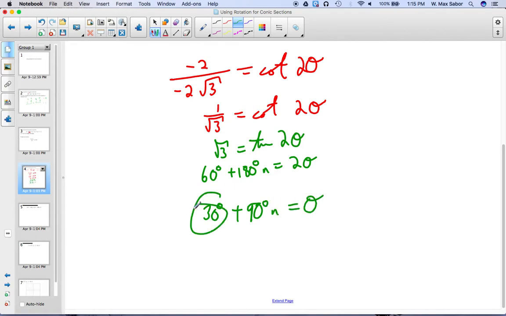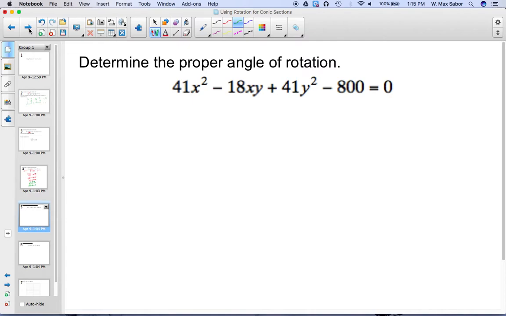So typically we'll rotate by 30 degrees, but if you chose to rotate by 120 or 180, or by 120 or 210, that would also work. So we would rotate by 30 degrees there.